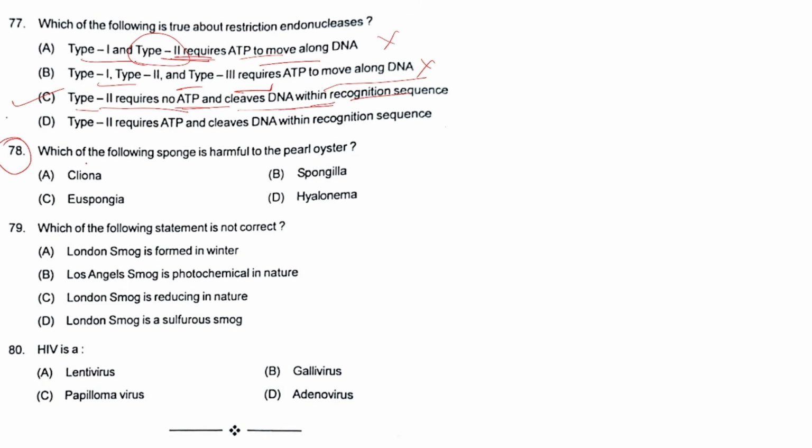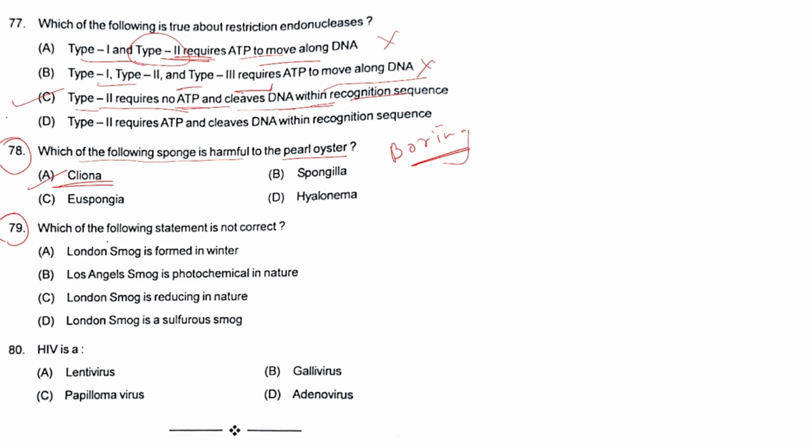78. Which of the following sponges is harmful for pearl oyster? So which sponge is harmful? The boring sponge is harmful. The other name of the boring sponge is Cliona. Cliona is otherwise called boring sponge, and this is harmful for the pearl oyster industry, for oyster farming done for the pearl purpose. If Cliona, this boring sponge, is present, it will harm the industry enormously.